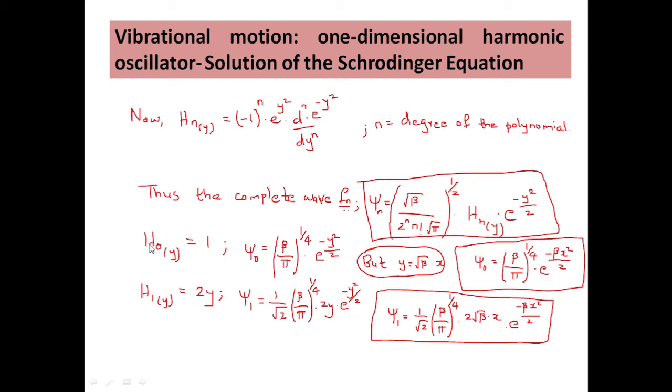Now we will see H0 of y, that is the 0th degree Hermite polynomial, that will be 1.